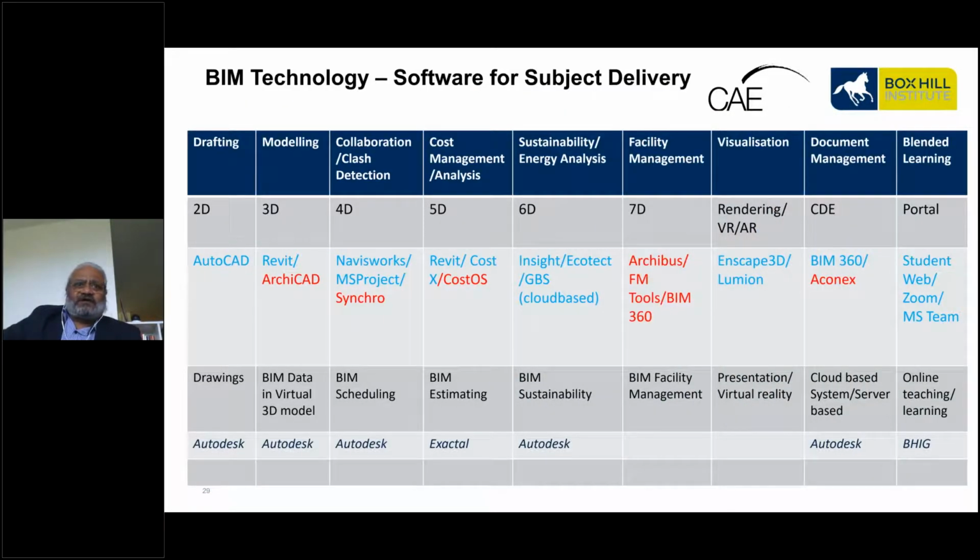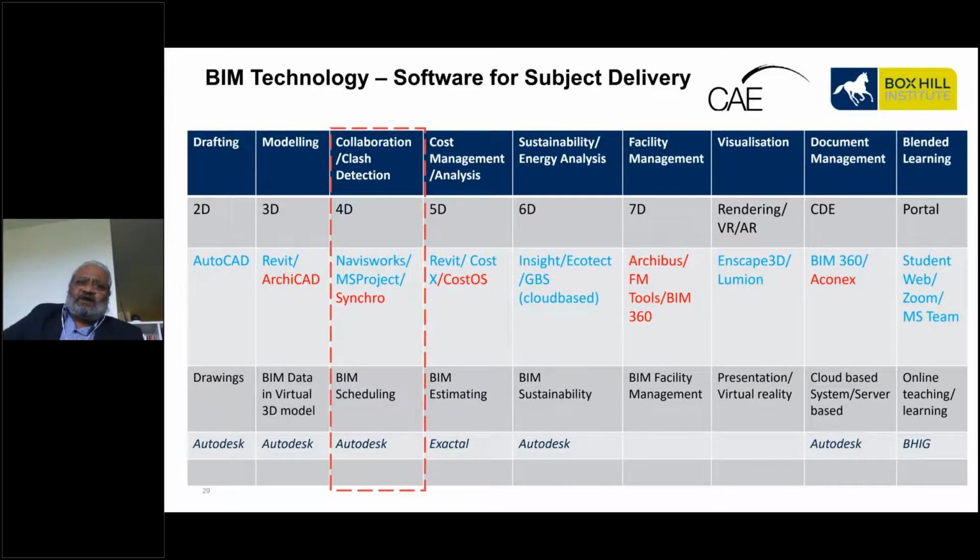So there is a 2D. Of course, most of you should be knowing how to use a 2D drafting platform, but we move on to 3D authoring tools like Revit and ArchiCAD, and you learn how to really use them to develop the model. And we talk about collaborative platforms, Navisworks, and we also use Microsoft Project for 4D.